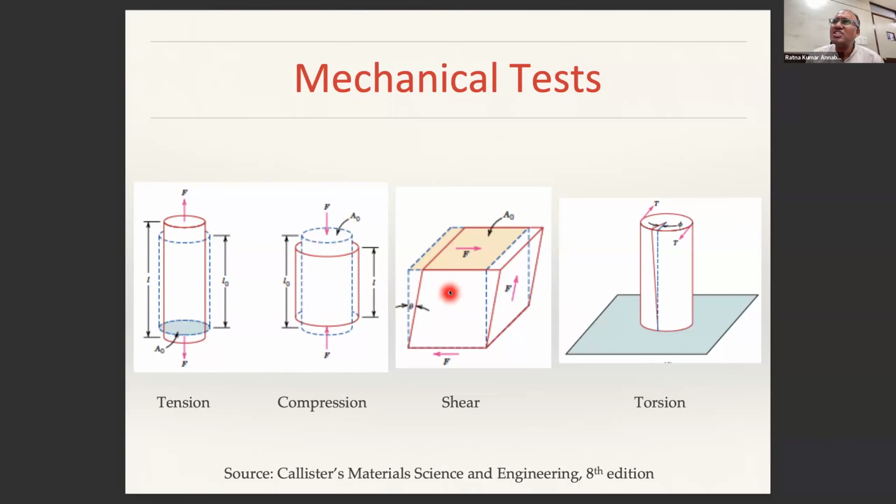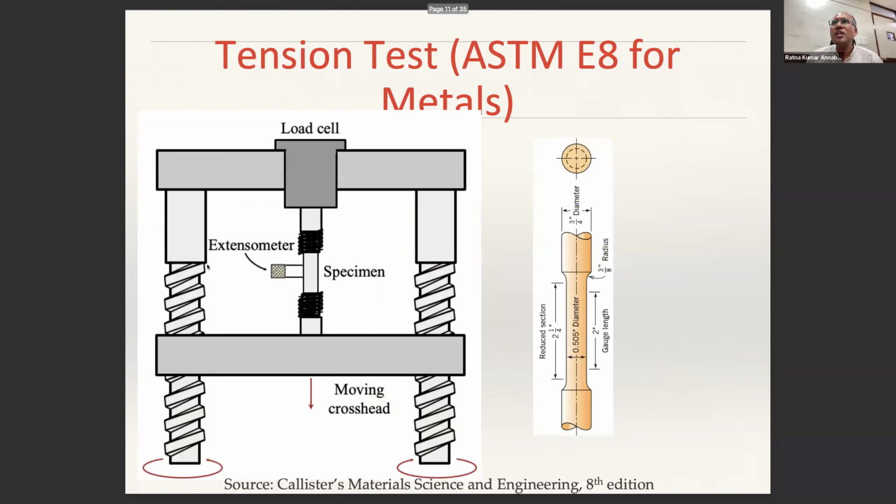And there is also the shear test and the torsion test. So these are all the various tests that people do in order to measure mechanical properties. And in this class, we will mainly focus on the tension test. Okay. So the uniaxial tension test is a very popular test, very well known across the community. Mechanical engineers are definitely very much familiar with this test.